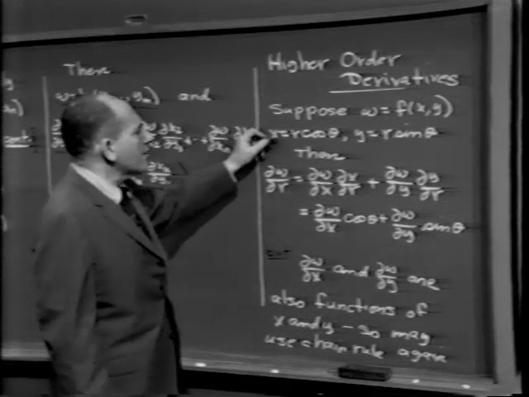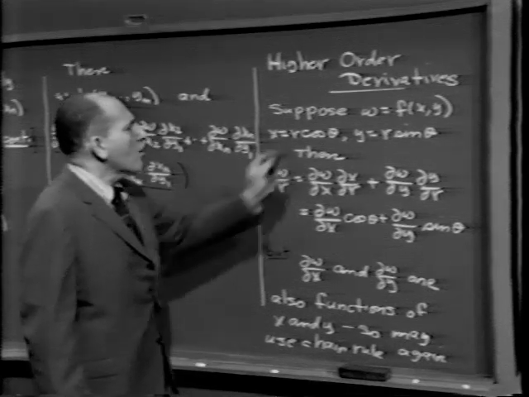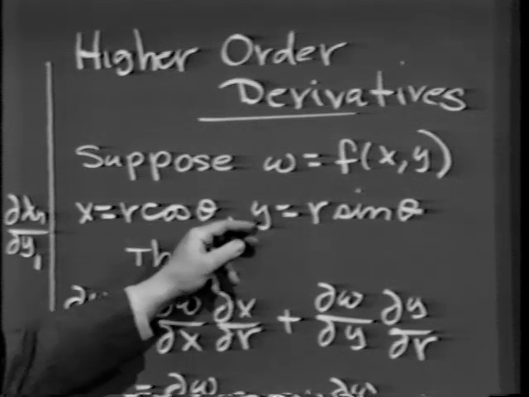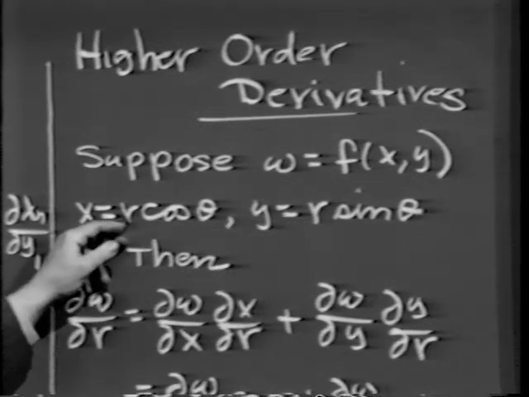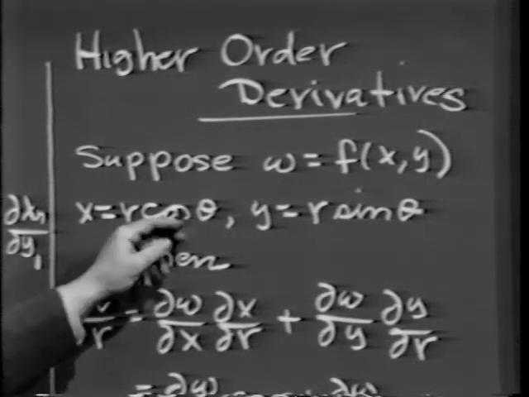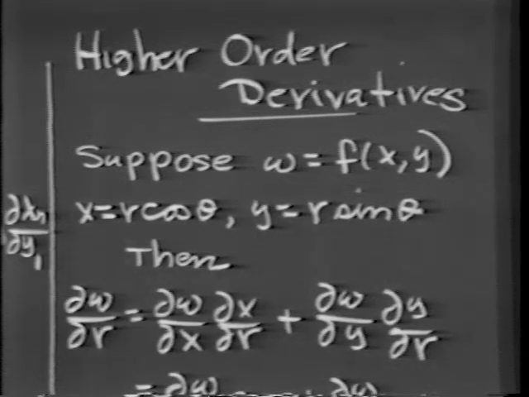Since we're so used to polar coordinates, let's talk in terms of polar coordinates. Suppose W happens to be a continuously differentiable function of x and y. X and y, in turn, are continuously differentiable functions of the polar coordinates r and theta. In fact, they're x equals r cosine theta, y equals r sine theta.